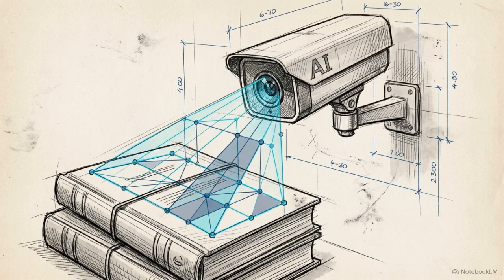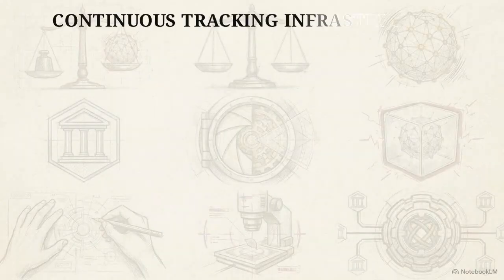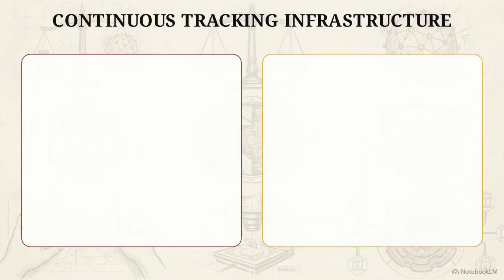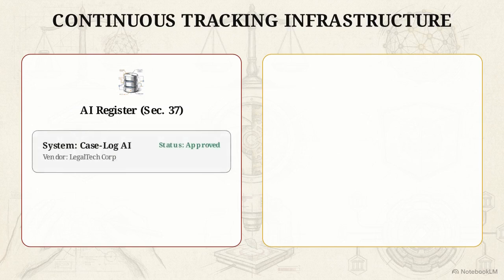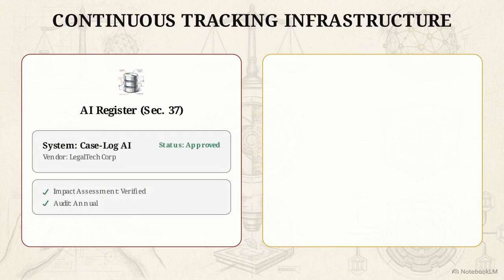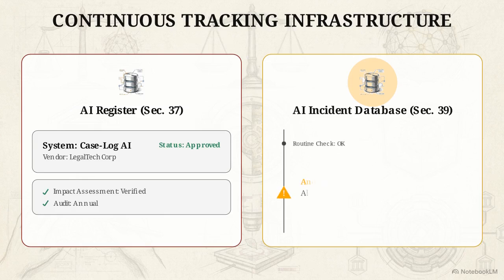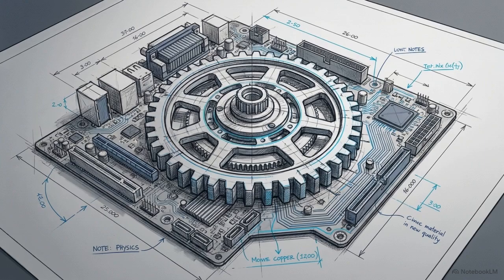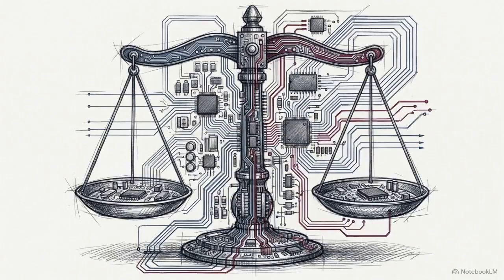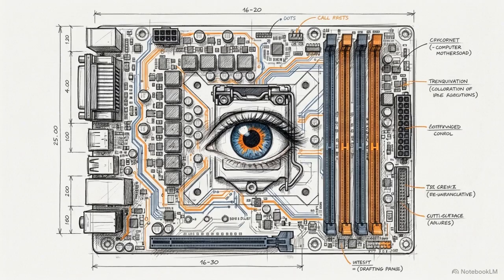Once an AI tool clears the pre-deployment funnel, the regulations shift from testing the system to policing its daily behavior. Sections 37 and 39 establish a continuous tracking infrastructure. Every court must maintain a detailed AI register, logging all approved systems, alongside an AI incident database recording any errors or malfunctions. Section 38 dictates annual technical audits, legal audits, and ethical audits for active tools.